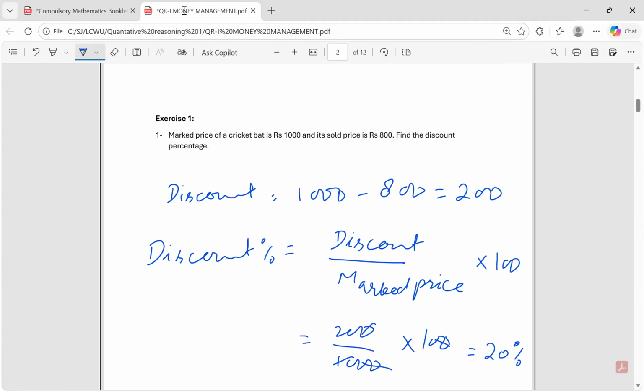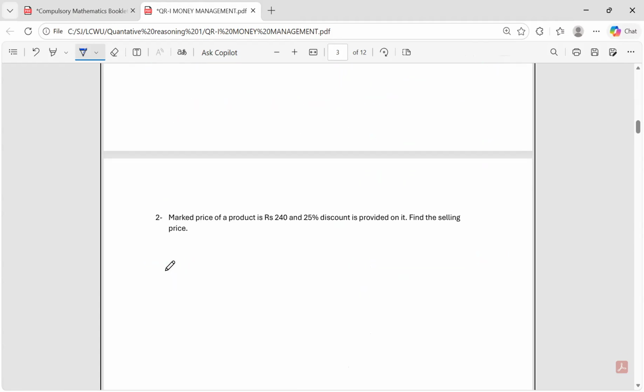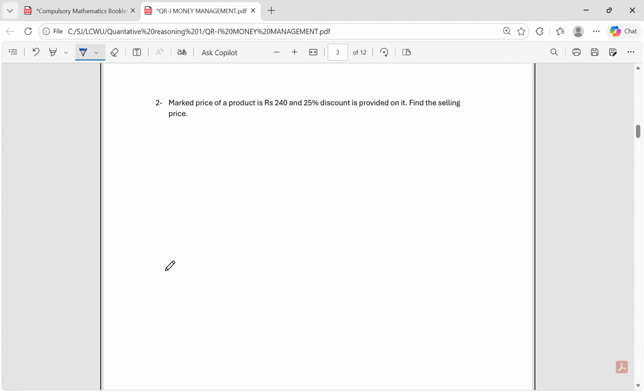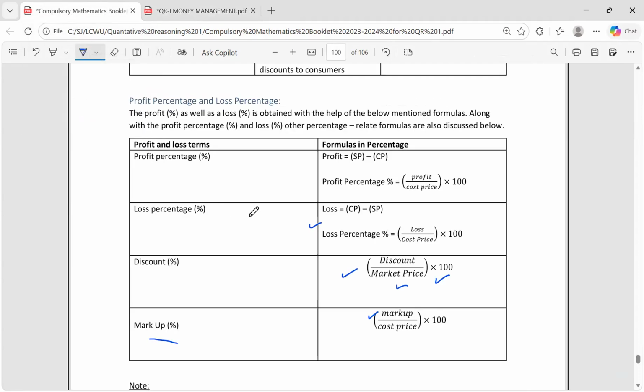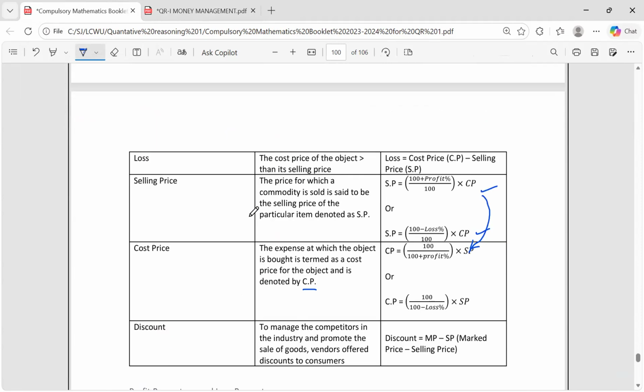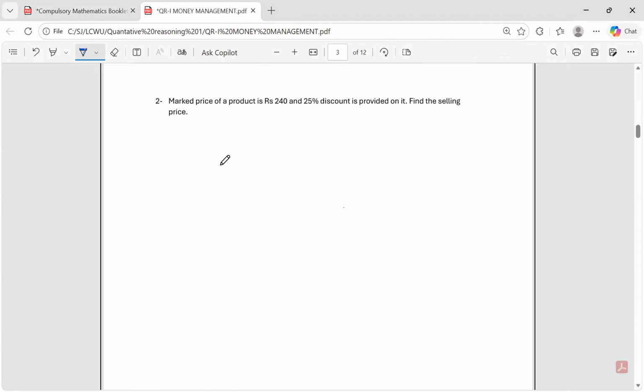So the next question is: the mark price of a product is 240 rupees and a 25% discount is provided on it. Find the selling price. Now this question is a bit different. You have to find the selling price while the mark price is given to you. So for this, we'll use the selling price formula. Now we are given the discount percentage, not the profit percentage, so we need to find 25% of this.